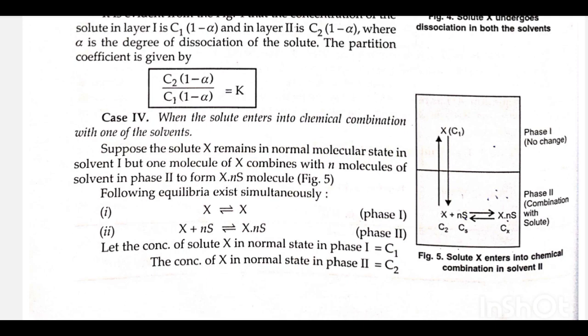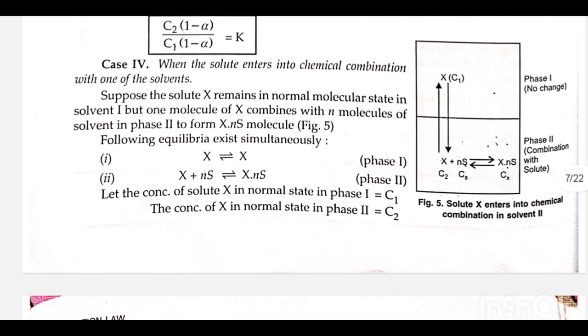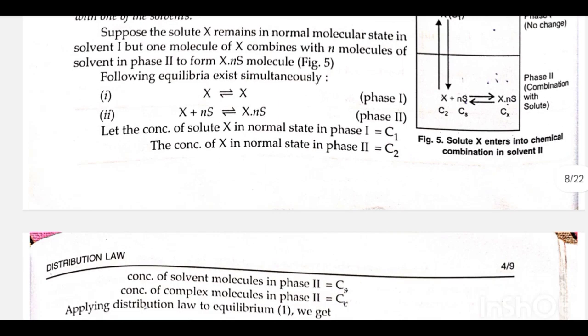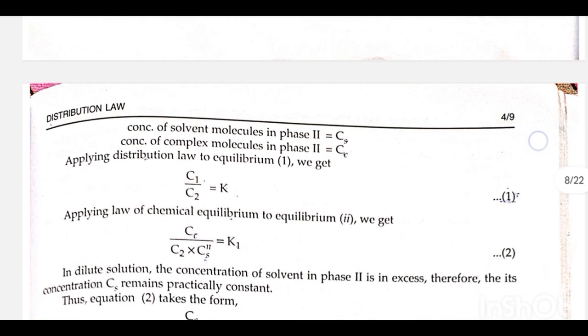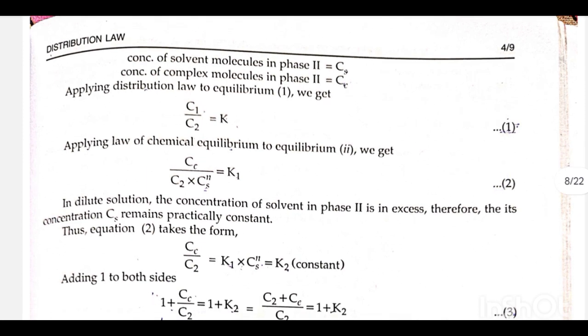Suppose the solute X remains in normal molecular state in solvent 1, but one molecule of X combines with n molecules of solvent in phase 2 to form X dot Ns molecules. The following equilibria exist simultaneously. Number 1, X in phase 1 and X in phase 2. Number 2, X plus Ns gives X dot Ns in phase 2. Let us denote the concentrations. Concentration of solute X in normal state in phase 1 is C1. The concentration of X in normal state in phase 2 is C2. Concentration of solvent molecule in phase 2 is Cs. Concentration of complex molecule in phase 2 is Cc.